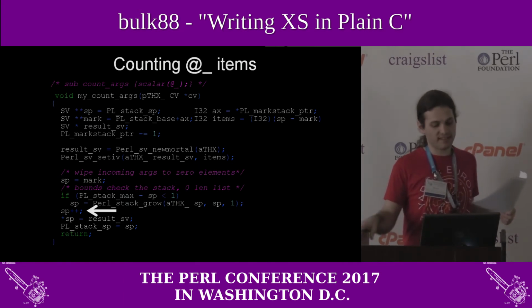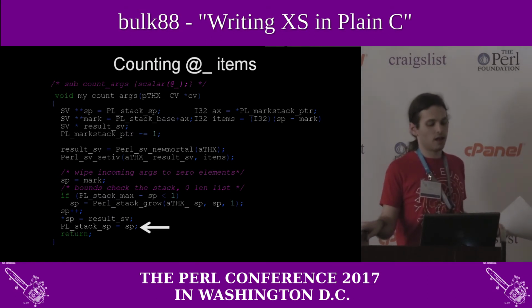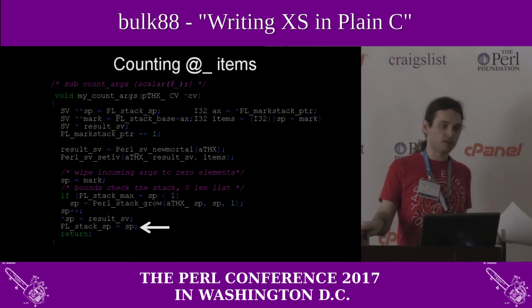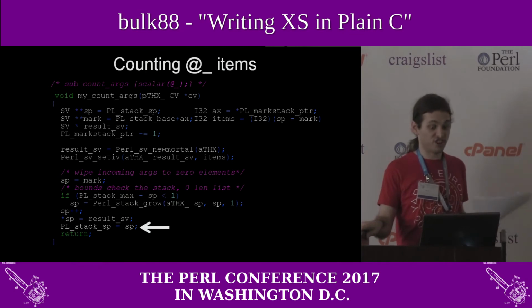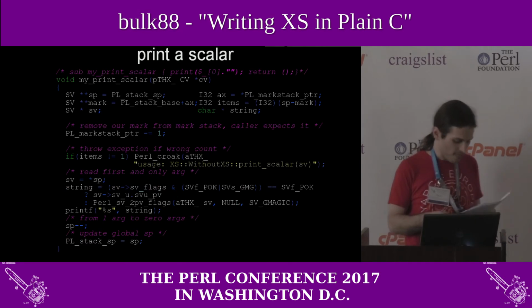We write the new SV pointer to the Perl stack, and then we update the global copy of the stack pointer so our caller knows how many arguments we returned. And then we return back to the Perl engine.